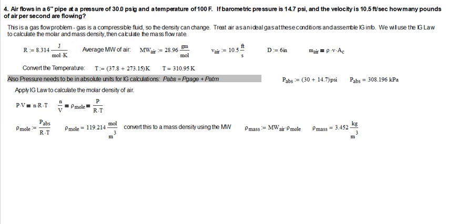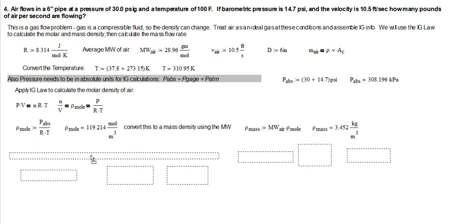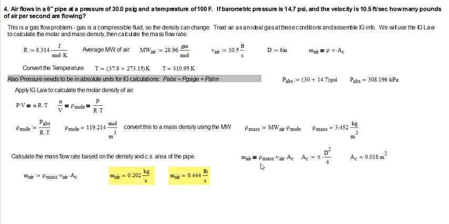Now we can calculate the mass flow rate of the air using that equation that I just gave you above. The mass flow rate is equal to the mass density times the linear velocity times the cross-sectional area. We were given the linear velocity. We can calculate easily the cross-sectional area, and then we can plug all this in and we get the mass flow rate of air is equal to 0.202 kilograms per second, or in American units 0.444 pounds per second.